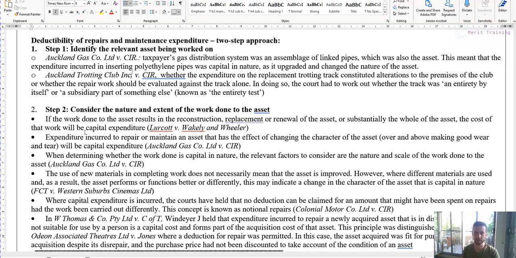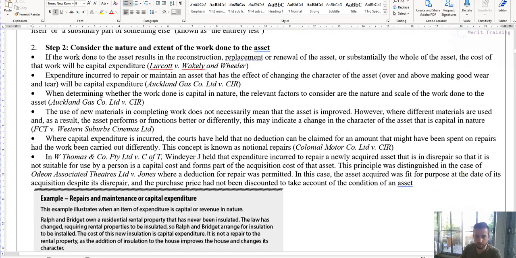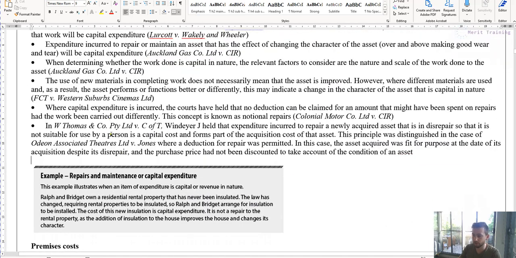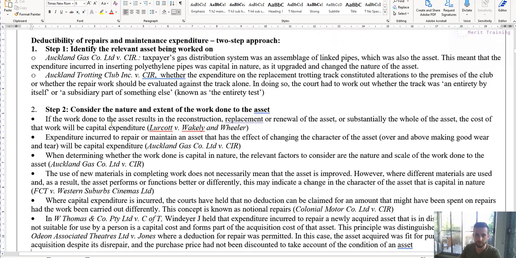We then need to consider what's the nature and extent of the work done. And this is when you start asking those questions like, is it a replacement or renewal? Is it substantially the whole of the asset, and so forth. So there's a lot of cases we need to go through, and these aren't just unique to New Zealand. These are global issues that are relied on in court systems. So the first thing is the work done: is it replacement or renewal? Is it substantially the whole of the asset? If so, the cost will be capital expenditure.